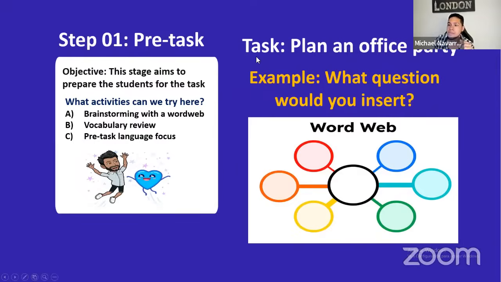For example, teachers, if the task is to plan an office party, and I want to catch the students' attention, I want the students to get excited because we are going to talk about an office party or parties in general. What question would you insert here? What question would you ask your students to get them excited, to put your students into English mode? Can you provide me with some feedback in the chat box? What question would you insert?